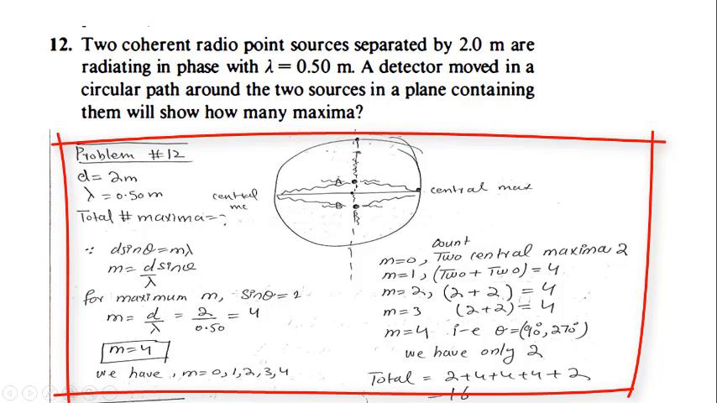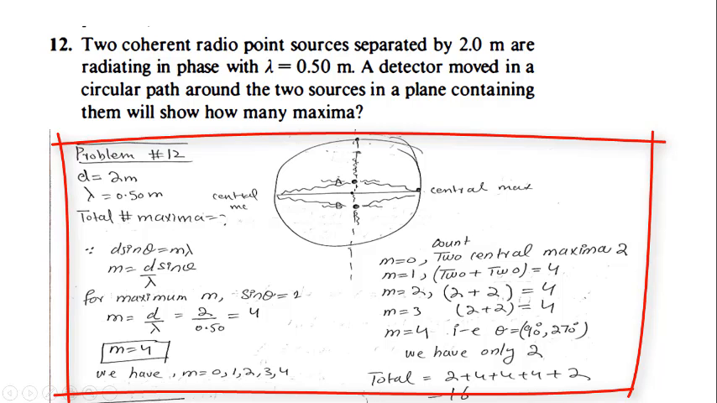So wavelength is given, the slit separation is given, so we are asked to find the total number of maxima. Since you know that for the maxima we have this condition, we can still use Young's double slit experiment. You should remember that this experiment is not specific for light, it is used for all waves. So d sin theta is equal to m lambda, so m is equal to d by lambda sin theta. For maximum, sin theta should be equal to 1, so m is equal to d by lambda, so putting the value 2 by 0.50, which gives me 4. So we have the maximum value of m equal to 4, and the following values of m: 0, 1, 2, 3, 4.